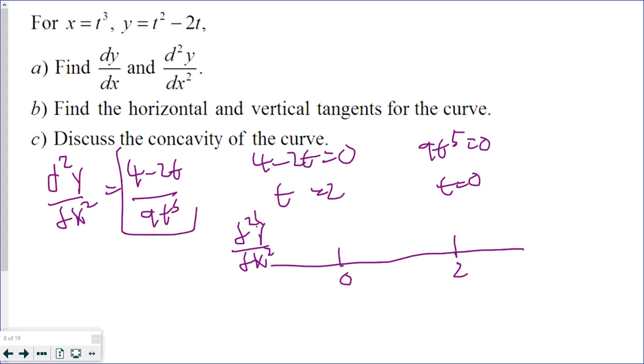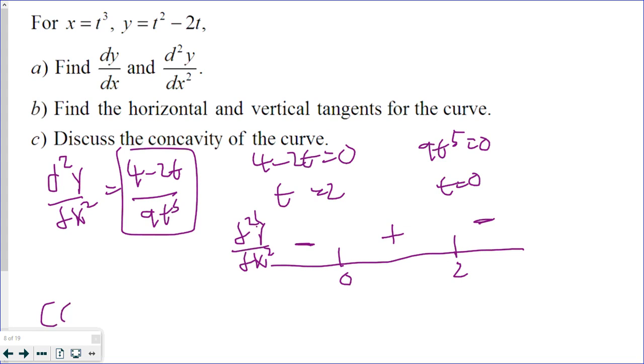If you were to plug points into the second derivative, say a negative number, like negative 1, it's going to be positive on top and negative on bottom, so it's going to be negative here. If I plug in positive 1, it's going to be positive on top and positive on bottom. And if I plug in anything to the right of 2, it's going to be negative on top and positive on bottom, so negative.